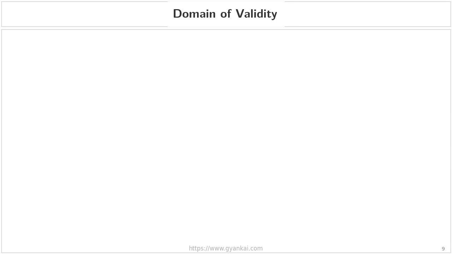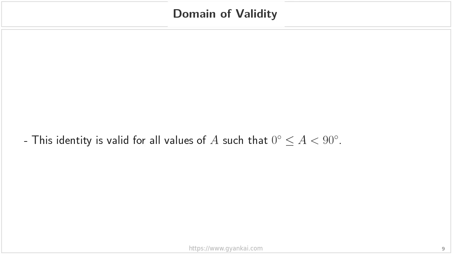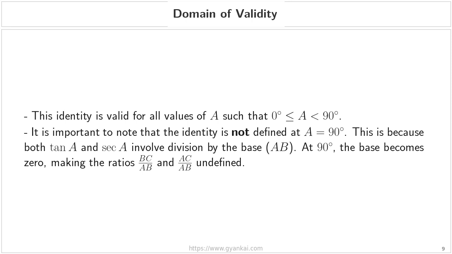Domain of validity. As we have seen in our derivation, this identity is valid for all values of angle A, starting from 0 degrees up to, but not including, 90 degrees. It is very important to note that the identity is not defined when angle A equals exactly 90 degrees. Let's think back to our geometric setup in slide 2.